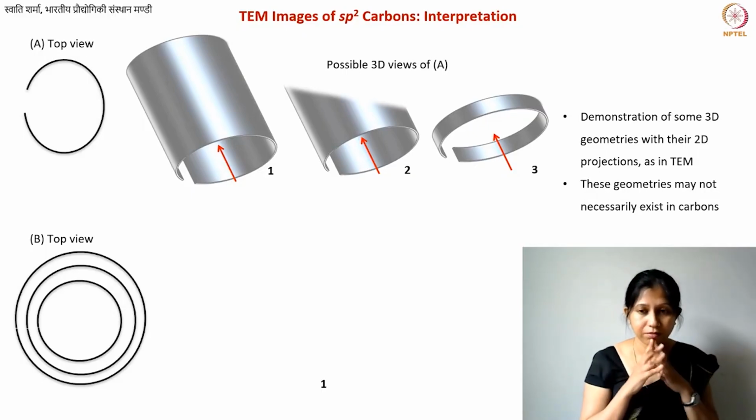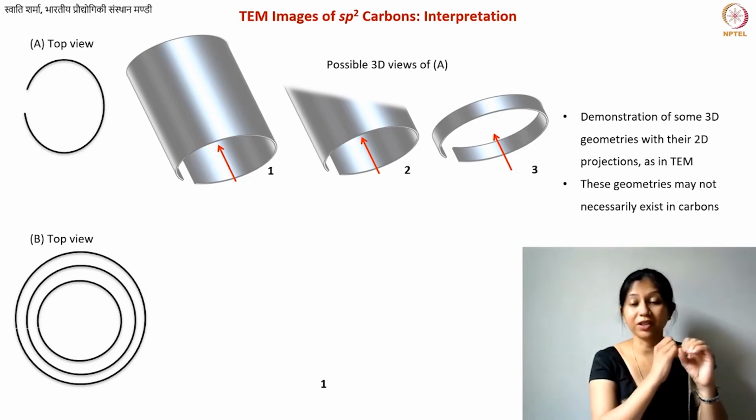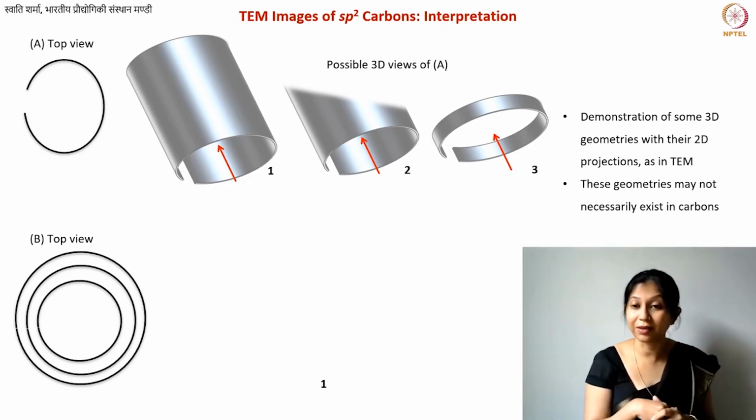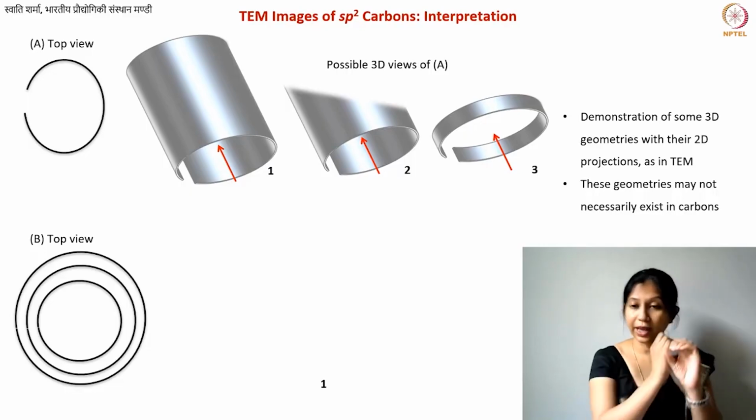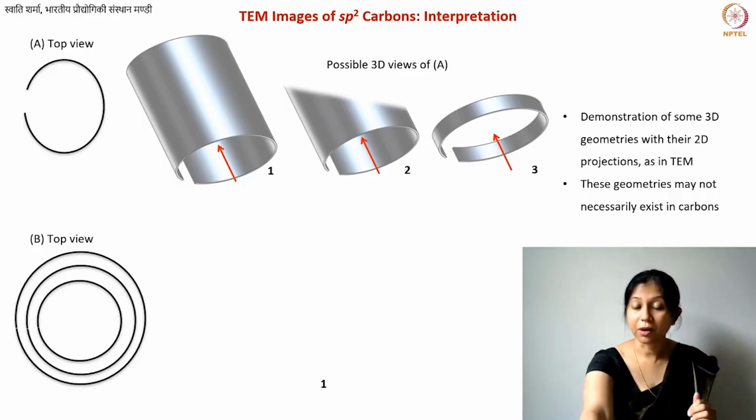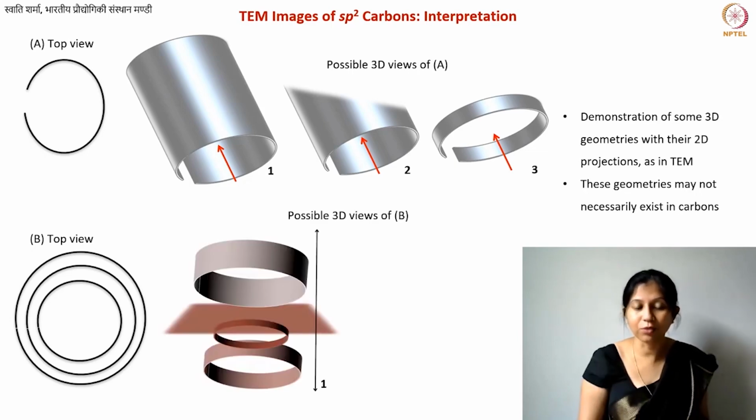What do you think of this? These can be 3 concentric tubes. Why not? Multi-walled carbon nanotubes. Again, I'm seeing just this view. Very well, it can be multi-walled carbon nanotubes, but it can also have some very funny structures. So I have shown this.